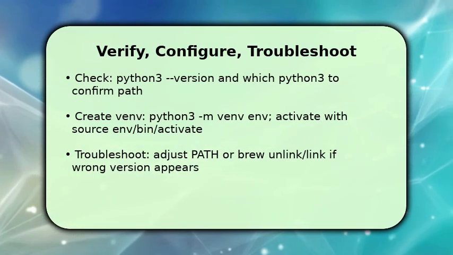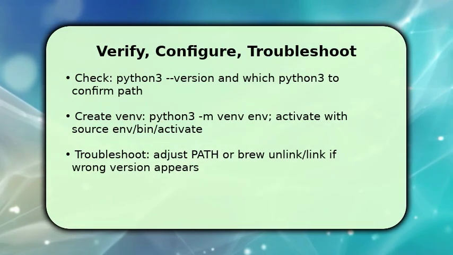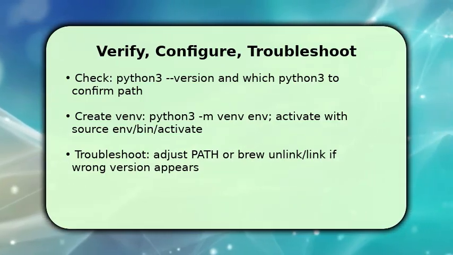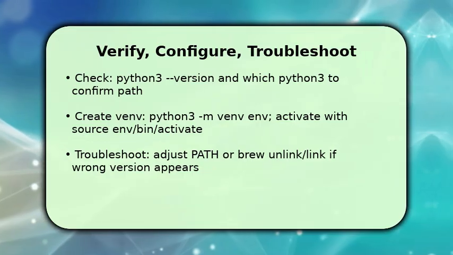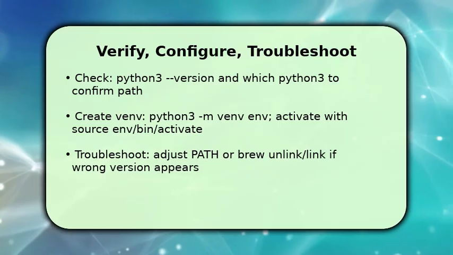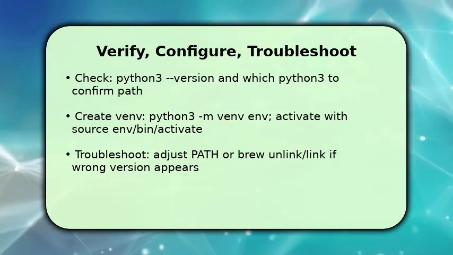You finish by verifying the install. Run python3 --version, and which python3 to ensure the Homebrew path appears first. Then configure your workflow. Use python3 -m venv env to create a virtual environment and activate it with source env/bin/activate.